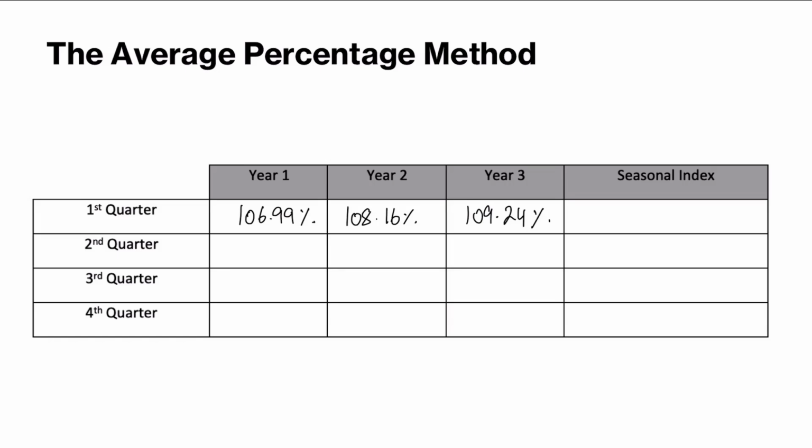I'm going to find the average of these 3 percentages. The average of the 3 percentages is 108.13%. This means that on average, we sell 8.13% above the mean in the first quarter of each year.